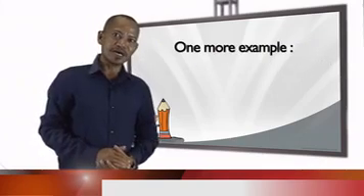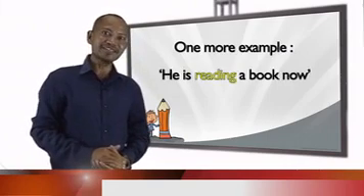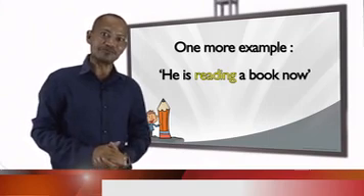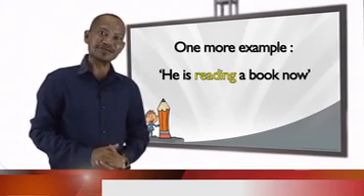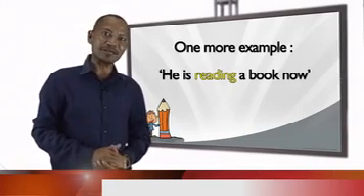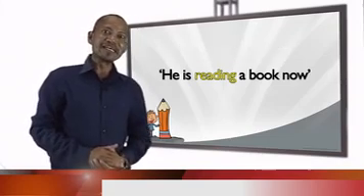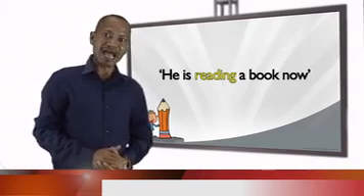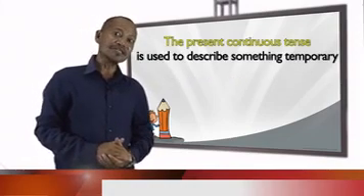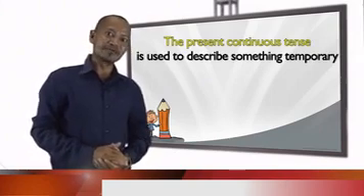Another example, I would say, he is reading a book now. Again, we don't know how long it takes him to finish reading the book, but he's not going to read it for a longer term. He might finish reading the book sometime today or tomorrow, but most importantly, he started reading the book now and will definitely stop reading it shortly. So you see, the present continuous tense is describing something temporary.